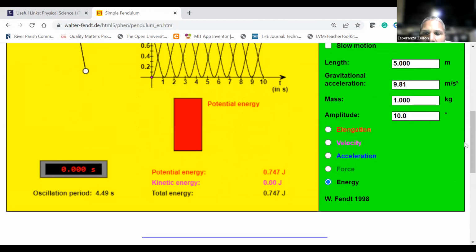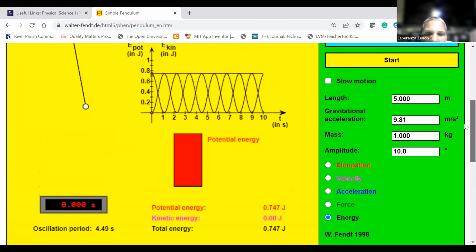So let's take a look at the energy. So we see kinetic and potential energy here, all right? So now let's watch. You see, the energy is alternating between kinetic and potential, but the total energy is always staying fixed, in this case at 0.747 joules, okay? So now you see at some point during the swing, it's all potential.